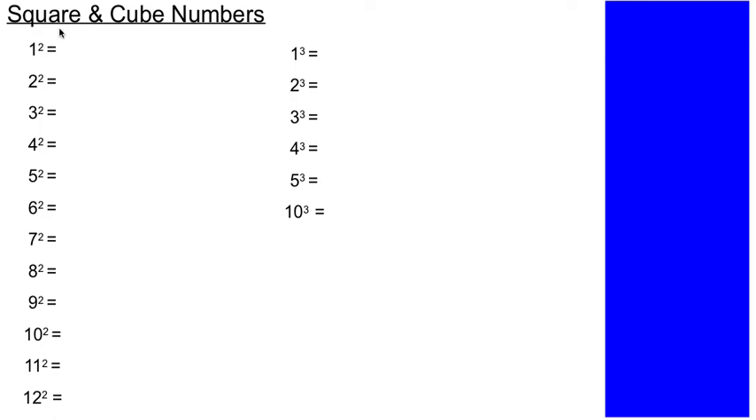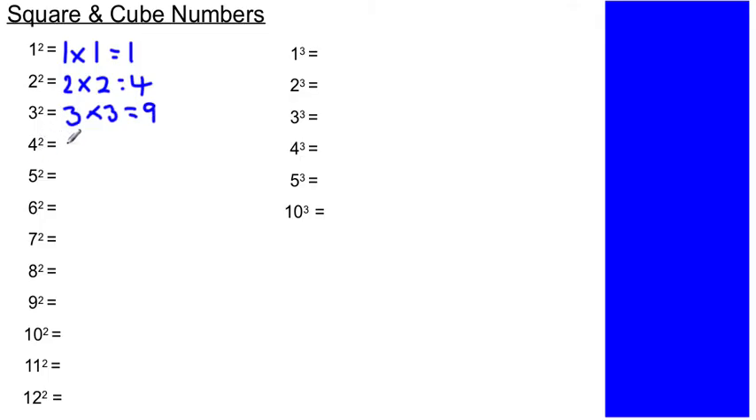Now, a square number is when we multiply a number by itself. So 1 squared would be 1 times 1, which equals 1. 2 squared would be 2 times 2, which equals 4. 3 squared is 3 times 3, which equals 9.